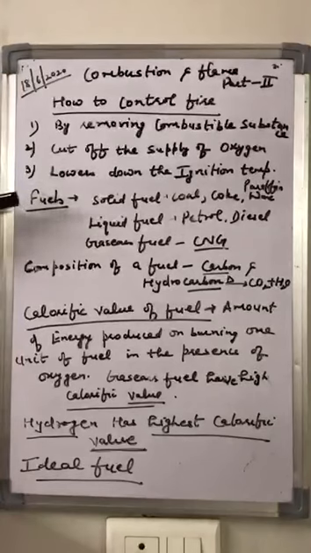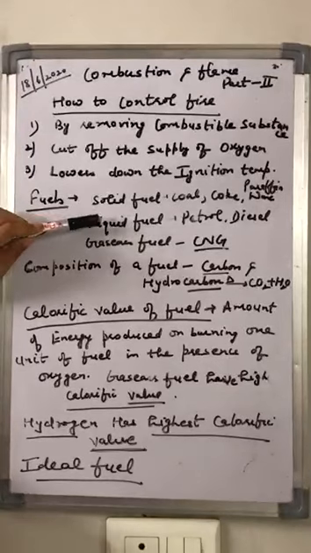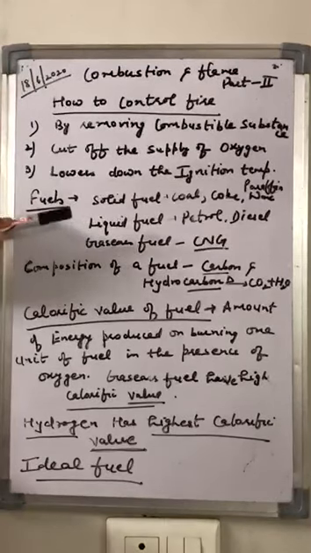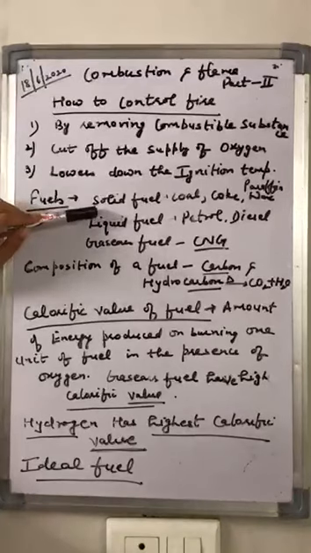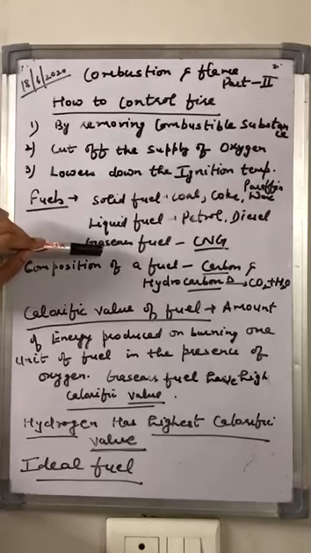Now, next is fuels. We have discussed what are the fuels. Fuels are the combustible substances which on burning produce heat and light, heat and energy. We can say there are 3 types of fuel: solid, liquid and gaseous fuel. What are the solid fuels? The fuels which are solid at room temperature are called the solid fuels. And what are the liquid fuels? The fuels which are liquid at room temperature are called liquid fuels. And the gaseous fuels are gases at room temperature.